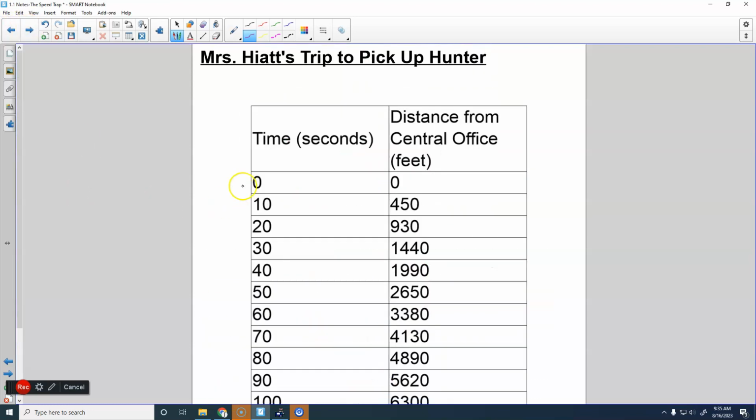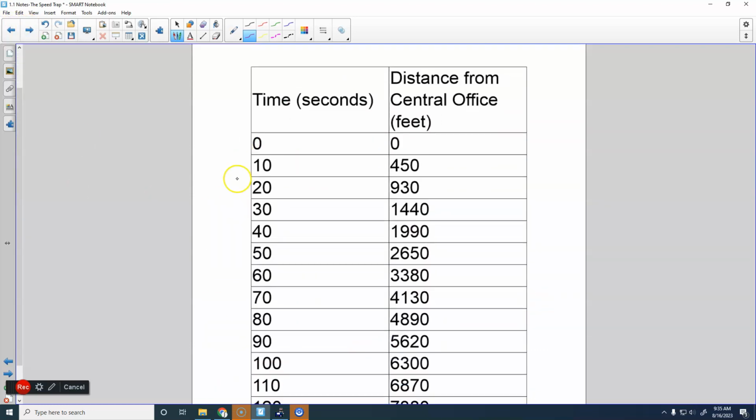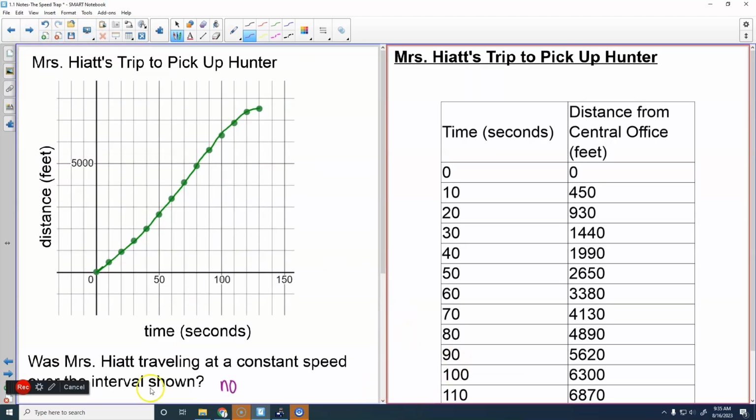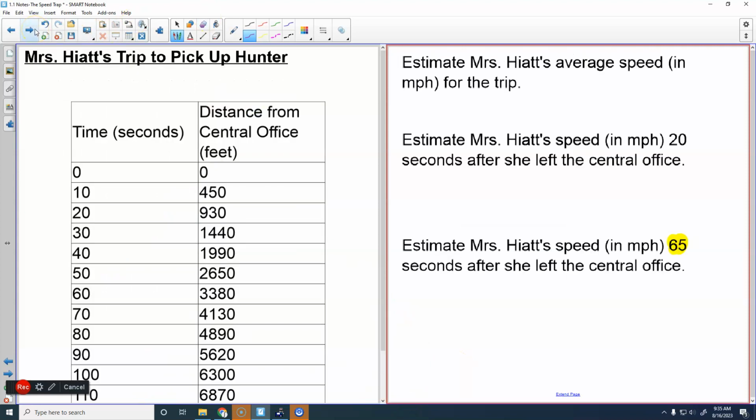All right, so I have made an approximate table that goes with those numbers right there. So we are going to use that. I'm going to have you guys do this from the table.